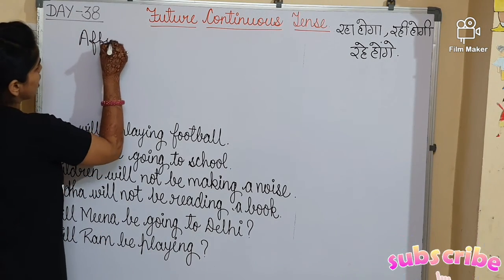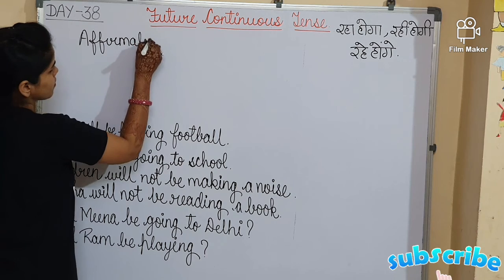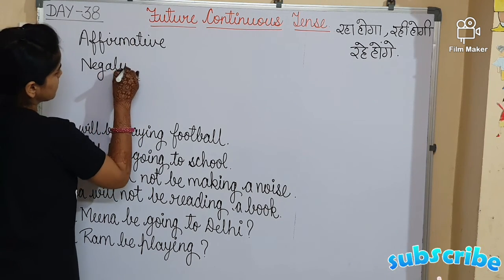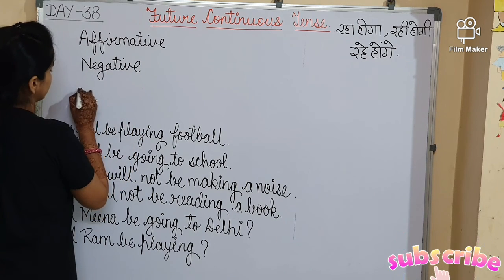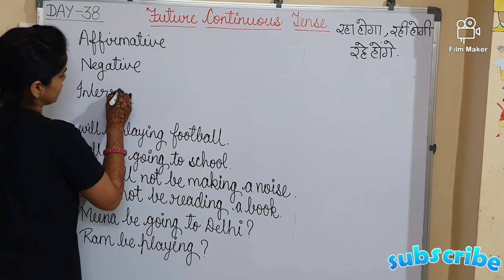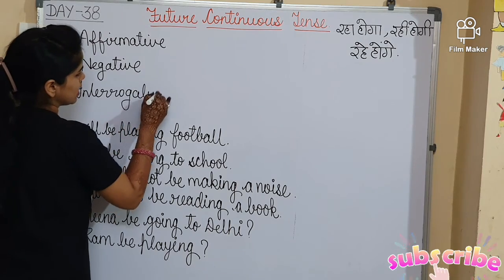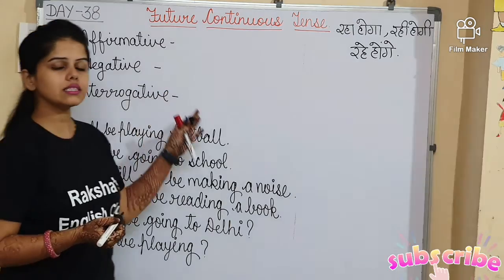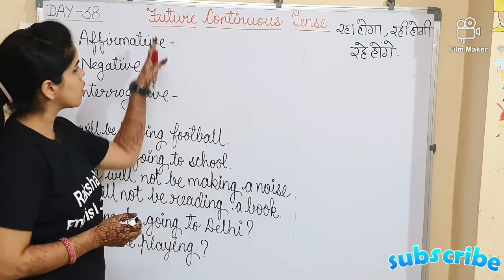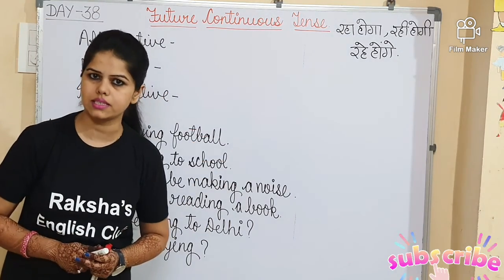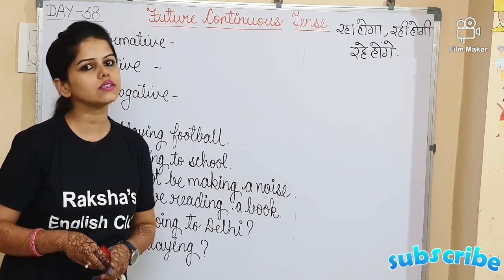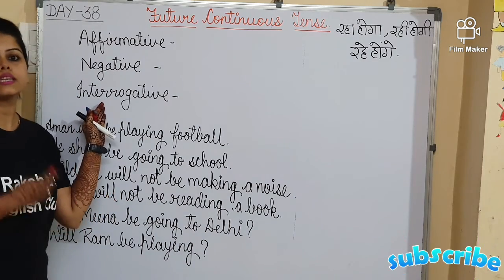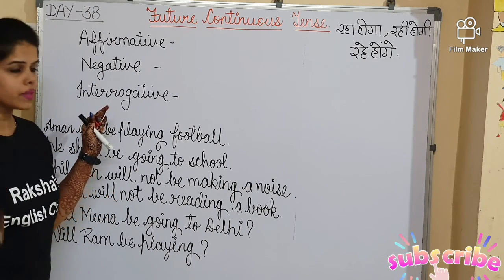First is affirmative, second is negative, and the third one is interrogative. Okay, we will see how the sentences will be formed in these three types of sentences of future continuous tense. अगर कोई action future continuous tense में होने वाली है तो इन तीनों सेंटेंस को आप कैसे फॉर्म करोगे.